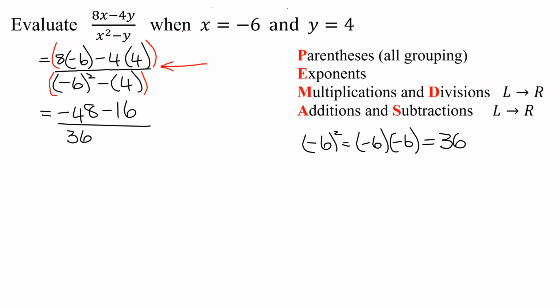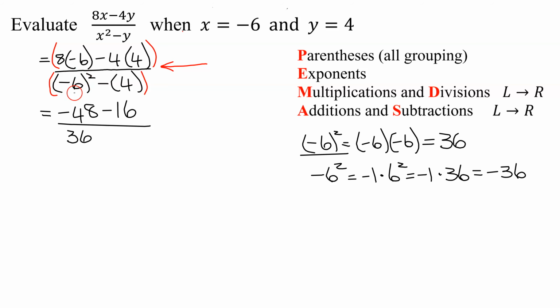And one thing I want to point out is if you hadn't written in these parentheses when you did the substitution, you would have landed up with negative 6 squared. Well, in fact, negative 6 squared means negative 1 times 6 squared. So it's negative 1 times 36, so that would be negative 36. So you can see how important the parentheses were.